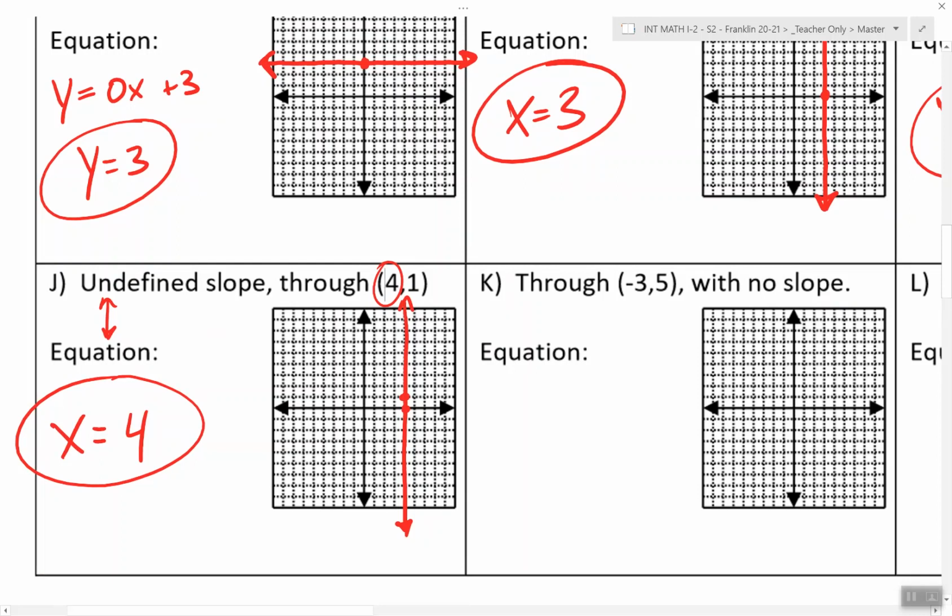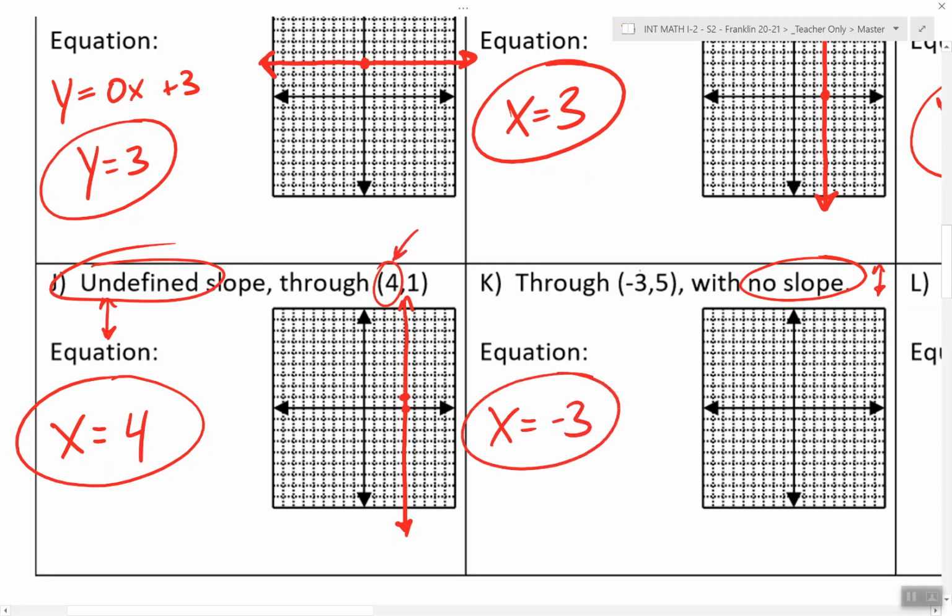Okay, example K, through -3, 5 with no slope. So remember, no slope is the same as undefined slope. It's just another way to put it. So we're going to have a vertical line again. Now remember, from example J, we could just write the equation based on the x value in the point. So let's go ahead and do that. x equals -3. So that's the x value here. And we can be pretty sure that's correct.